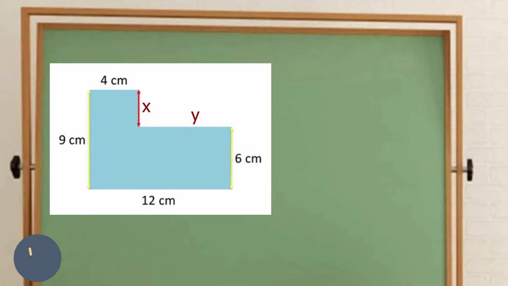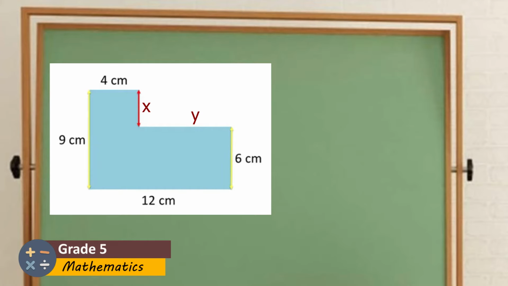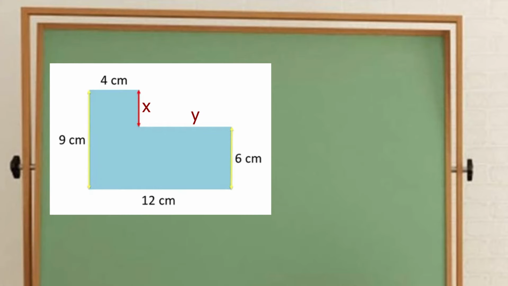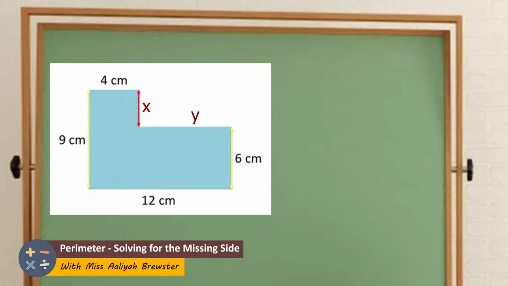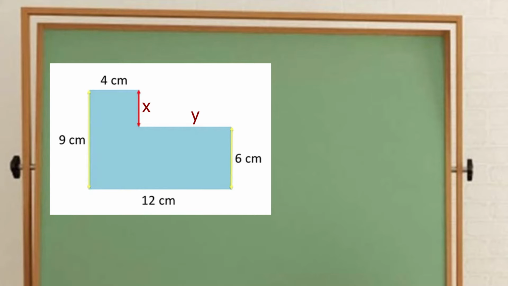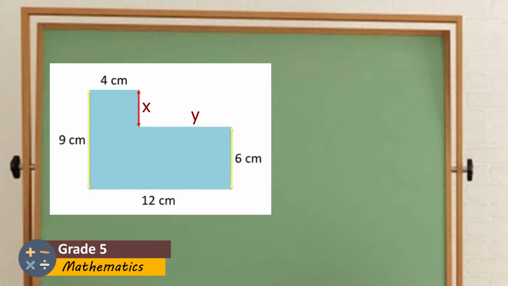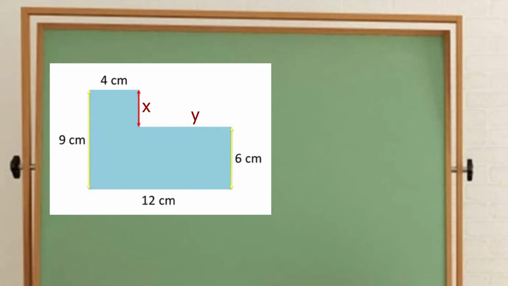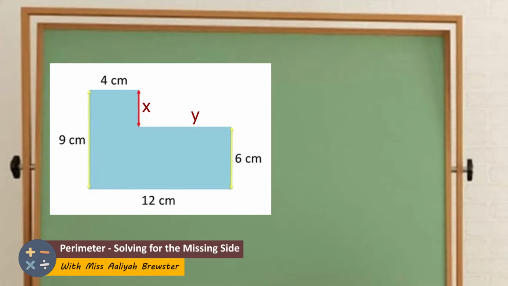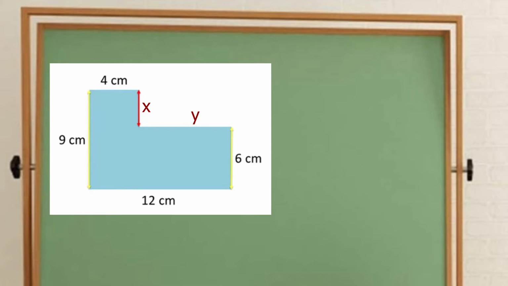To solve for the missing sides, we label them. One side we label X, and the other side we label Y. If we're going to solve for X, we have to look at the shape in its entirety. If you notice that shape, it resembles a rectangle, meaning that the lines at the top and at the bottom are parallel horizontal lines and they should be measured the same, while the lines at the two sides are vertical parallel lines and they too are measured the same.